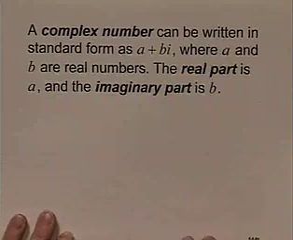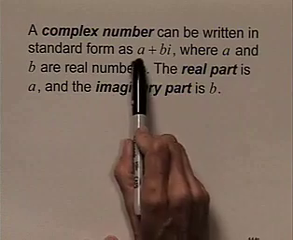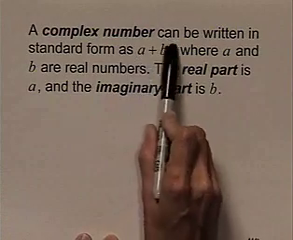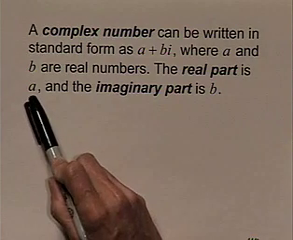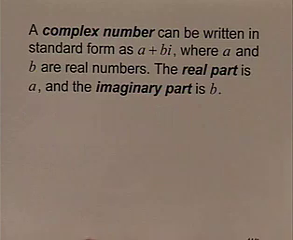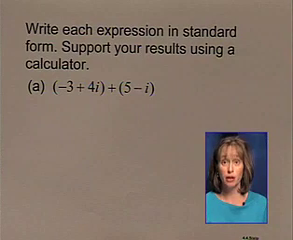A complex number can be written in standard form as a plus bi. This is not a sum of complex numbers, but one complex number, where a and b are real numbers. The real part of that number is a, the imaginary part is b. What we want to be able to do is operate with numbers like this. So let's practice some operations. We're going to write each expression in standard form, support our results using a calculator. But first we'll find each calculation.